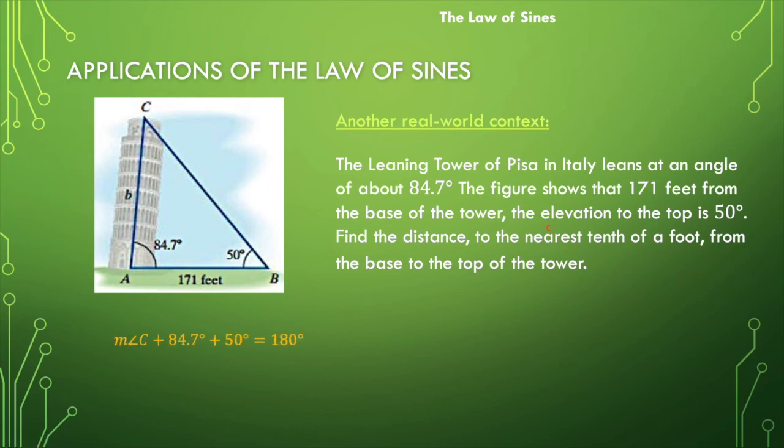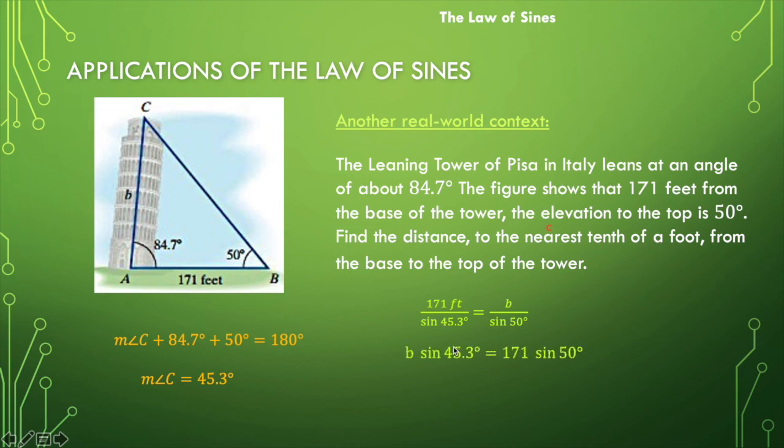The measure of angle C plus 84.7 degrees plus 50 degrees will all equal 180 degrees. So that means if I subtract off that 84.7 and that 50 degrees, we should end up with the measure of angle C being 45.3 degrees. Excellent. Now let's set up a proportion using the law of sines. So 171 feet divided by the sine of angle C, or 45.3 degrees, will be equal to the length of side B over the sine of 50 degrees.